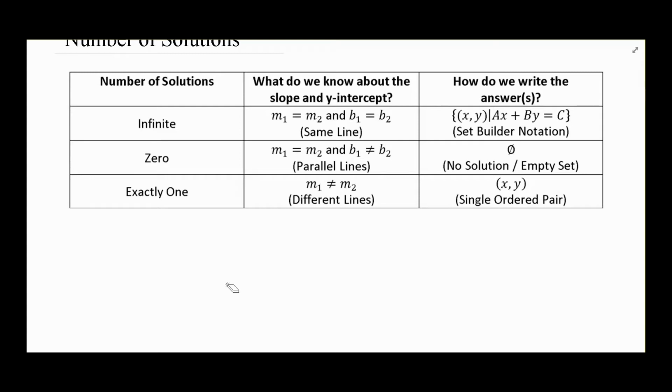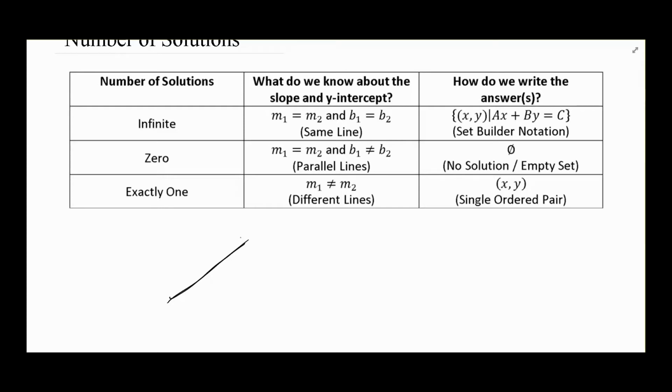Set builder notation is a way of writing an infinite number of ordered pairs. I do want to point out that with this infinite number of solutions, we're not going to say all real numbers. If we look back at the two lines that are on top of each other, the actual solutions are ordered pairs, things like (1, 1), (2, 2), (3, 3). To say all real numbers would be to say 5 is an answer, and 5 doesn't even make sense. It's not in the right ballpark because we're looking at ordered pairs, not numbers.